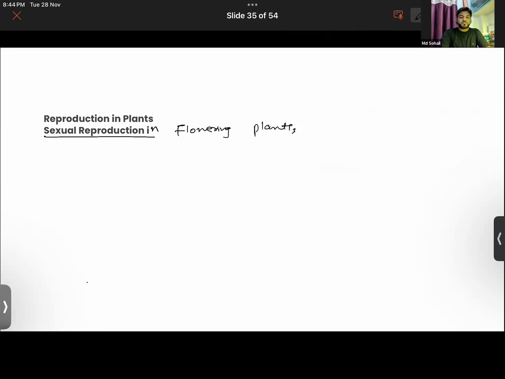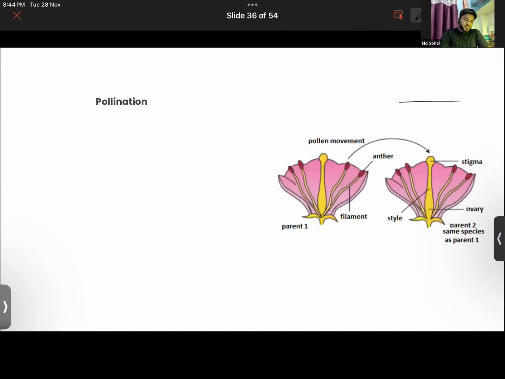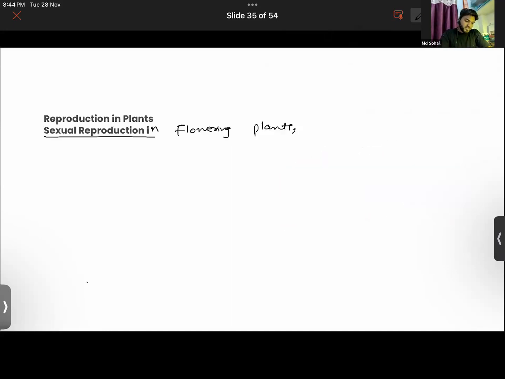Okay. So, I don't have the diagrams, so I will have to draw it. Look here. Usually, when we study a particular kind of flower, it has a structure like this. They are colorful leaf-like structures.